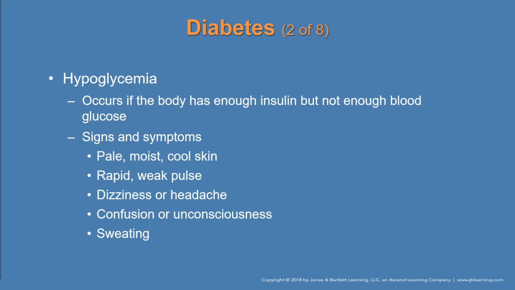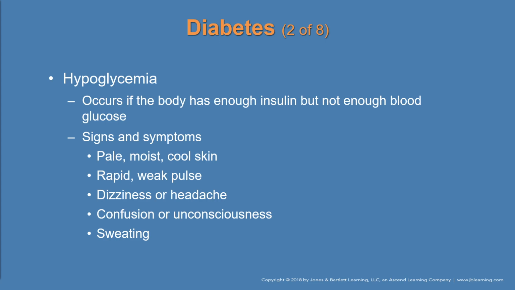So Morgan asks, is this for type 1 and type 2? We don't get into type 1 and type 2 at the EMR level. At the EMT level, we would, but we don't differentiate. We just say bad sugar problem.